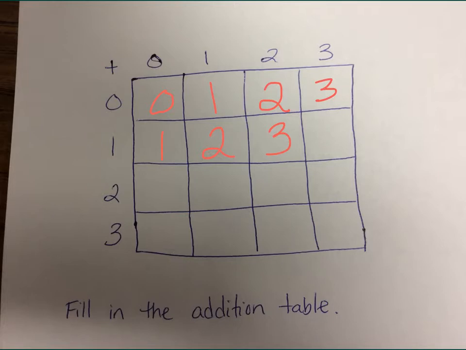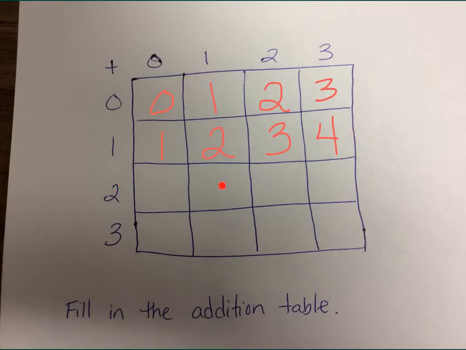In my next box, I have 1 plus column 3. That gives me 4. Again, I got that because this box is in row 1 and column 3, so I did 1 plus 3 to record my 4. Let's go down to the next one.